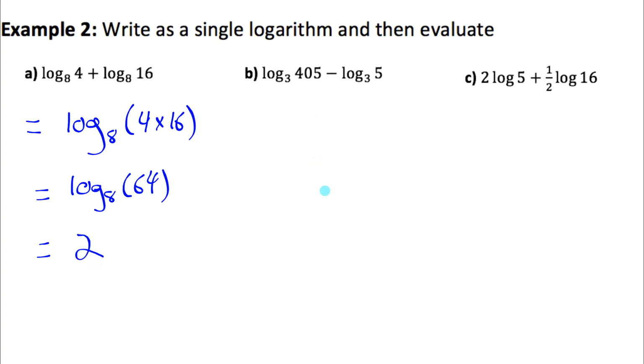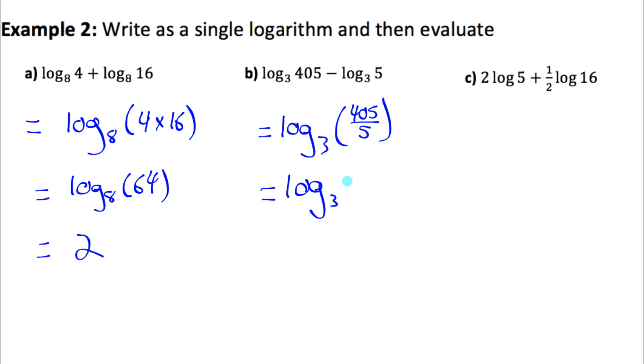Let's try another one. I have two logs being subtracted, where those logarithms have the same base, so I could rewrite those as a single logarithm, keeping that same base with the arguments being divided. And 405 divided by 5 is 81, so I have log base 3 of 81. And now we're looking for what exponent goes on 3 to make 81. And that answer is 4.